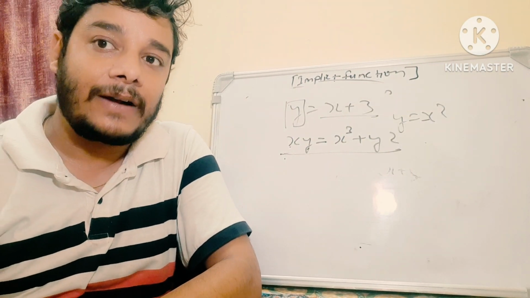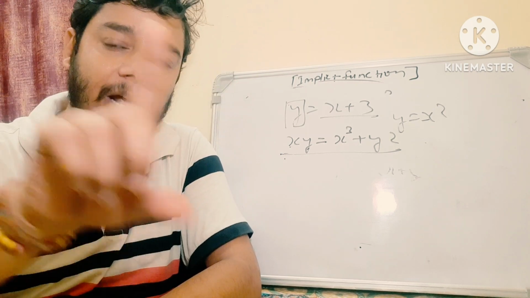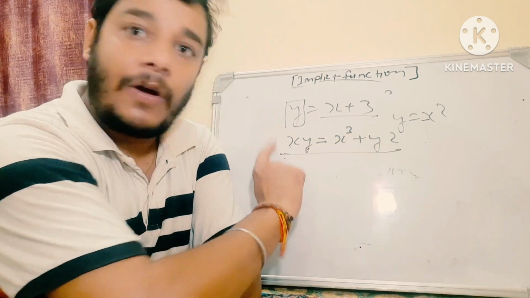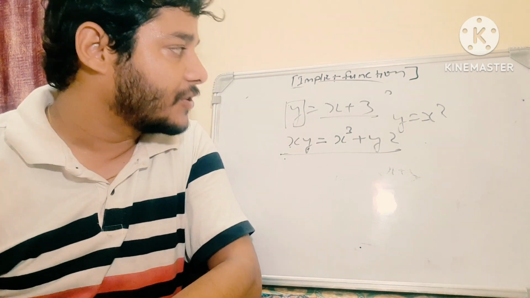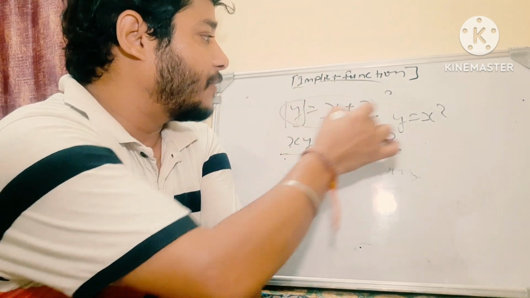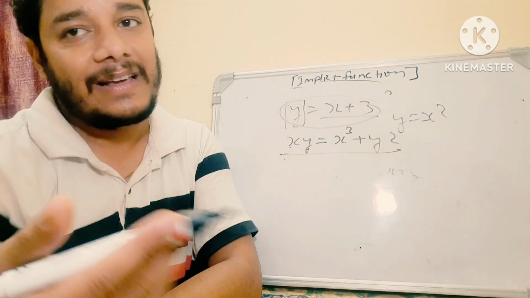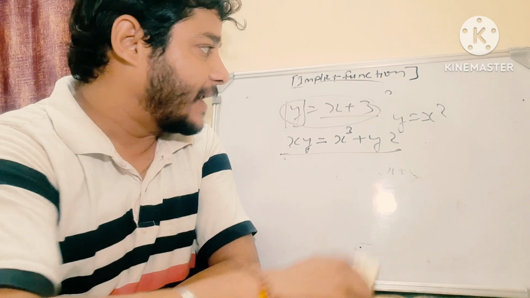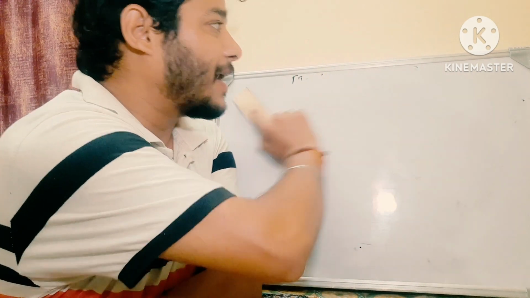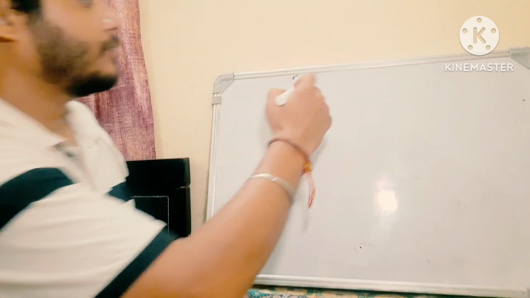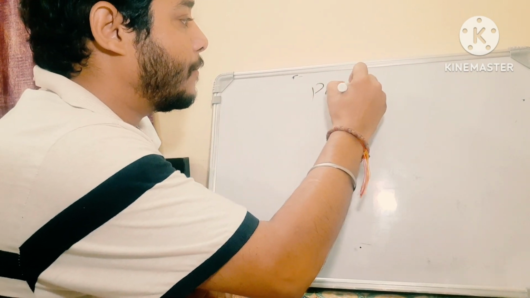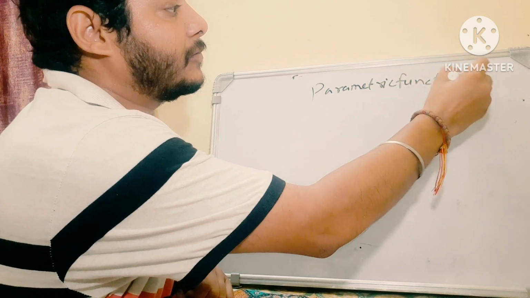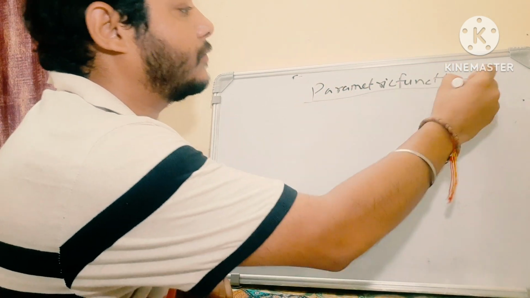Now, hope you guys understood: for an implicit function, we can't separate one variable from the other. This is the example of an implicit function. If we can separate, that is the example of the other kind. You can find the value of y in terms of x independently, right? Now the thing is, what is a parametric function? What do you mean by a parametric function?